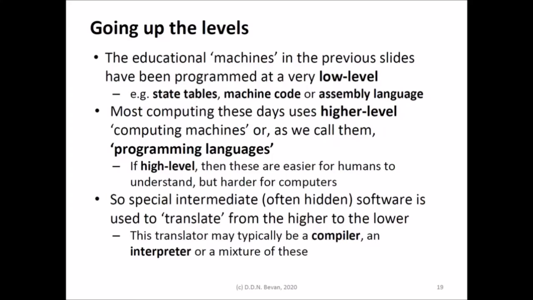So what we tend to do these days, writing, programming Turing machines or assembly language machine code, that's hard work. We want to do it in high-level languages, and then we write software. There is software behind the scenes which will translate our high-level language, and that software might be called a compiler, or it might be called an interpreter. Sometimes you have a mixture of both of those things.